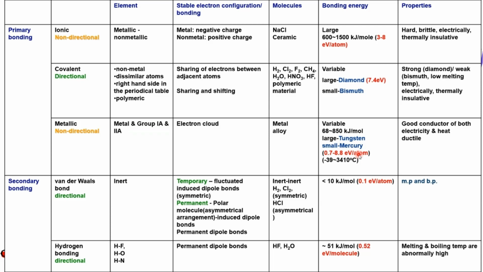However, the one concept you need to know is that the energy of primary bonding is larger than the secondary bonding. As you can see, the van der Waals bond is about 0.1 electron volt. Compared to the primary bond, the energy of the secondary bond is always low. However, there's one that is highest, which is the hydrogen bond.